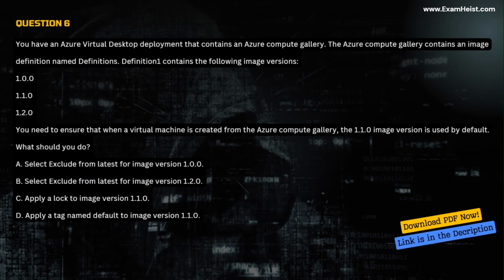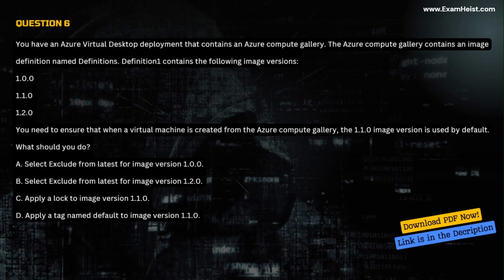Question 6. You have an Azure Virtual Desktop deployment that contains an Azure Compute Gallery. The Azure Compute Gallery contains an image definition named Definition1. Definition1 contains the following image versions: 1.0.0, 1.1.0, 1.2.0. You need to ensure that when a virtual machine is created from the Azure Compute Gallery, the 1.1.0 image version is used by default.